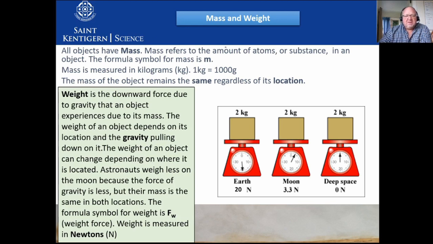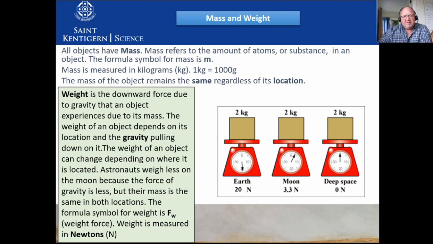So mass refers to the amount of atoms or molecules or substance in an object. The symbol for mass is m, and mass is measured in grams or in kilograms. Remember kilograms, kilo means 1000. So a kilometer is 1000 meters, a kilogram is 1000 grams, a kiloliter is 1000 liters.